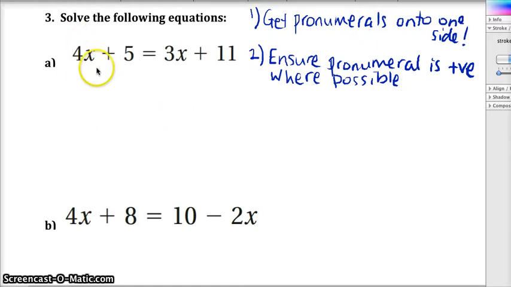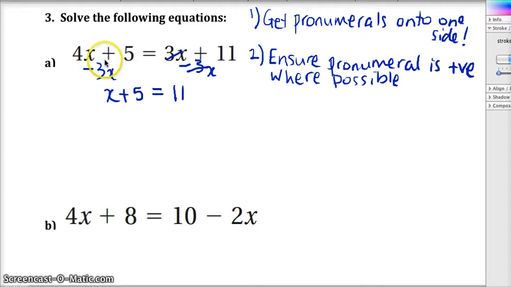So here I need to decide, do I want to take away 3x from both sides, or do I want to take away 4x from both sides? Now I have to tell you at this point, whichever way you do it, if you do the correct steps, you'll get the right answer, even if you have a negative pronumeral. You can still work it through. Generally it just means a bit more work. However, I'm going to minus 3x from both sides, because I know that if I do 4x minus 3x, that's going to give me 1x. So 4x minus 3x is 1x. I've got plus 5 left. 3x minus 3x cancels out to give 0, and I'm left with plus 11.